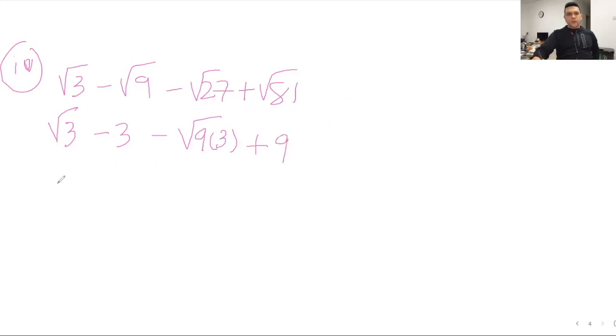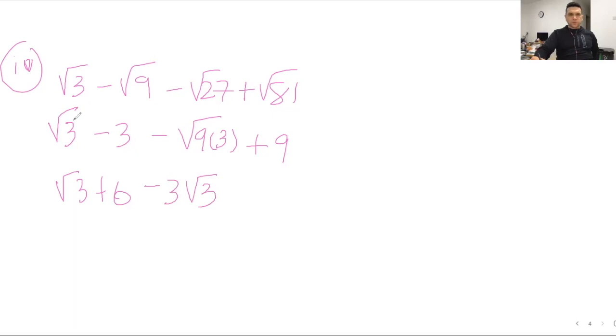Okay, and then we have the square root of 3. We cannot combine it with anything. Well, let's simplify all of this first. Then this is going to be negative 3 and 9. So that's 6 plus 6. And then we have this minus the square root of 9, which is 3.